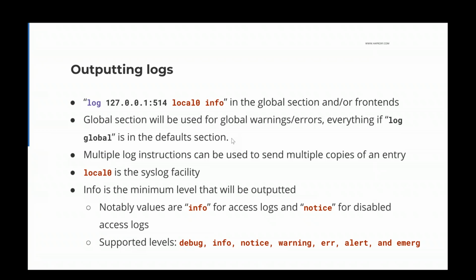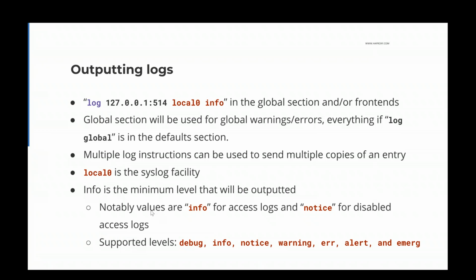If you put log global in the default section, which is what 90% of configurations do, then any frontend or backend which gets the log global will use the global setting in order to send syslogs. So you only need to specify the syslog server once. You can have multiple log instructions for a given frontend, so you can have a global log setting and then put an additional log server for a particular frontend, so you can have multiple copies of logs going to different places if so desired.